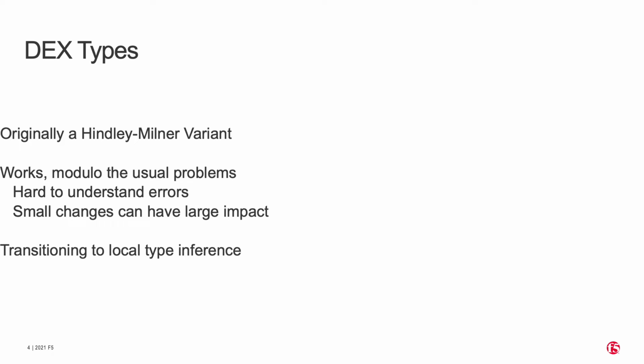The DEX type system started out as a Hindley-Milner variant that works, but has some of the classic problems that Hindley-Milner has. Error messages are difficult to get right, very hard for users to understand. Small changes can have a large impact in seemingly unrelated parts of the program where everything is actually type safe, but the inference just fails because of unrelated changes. So we're transitioning to local type inference to deal with that.